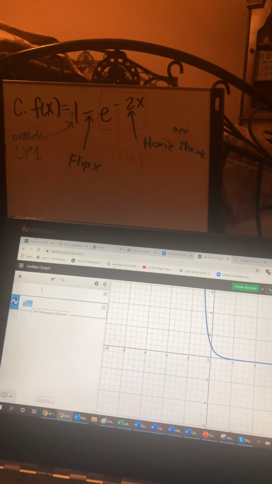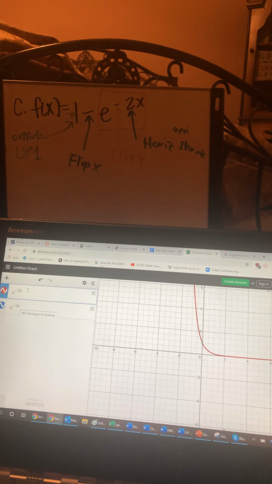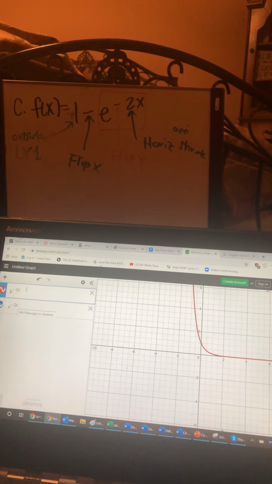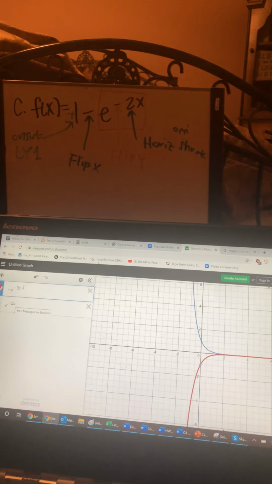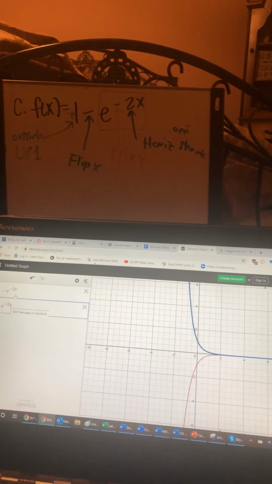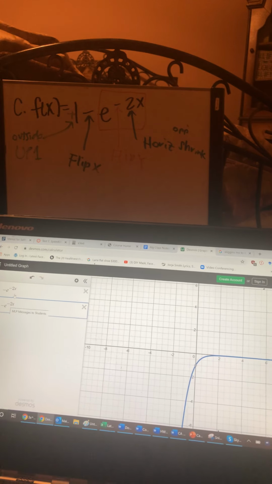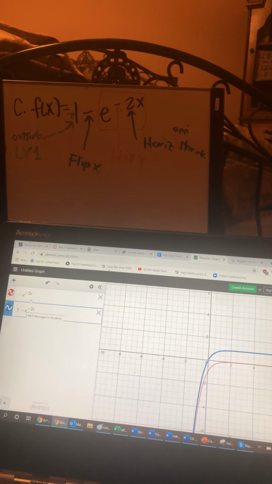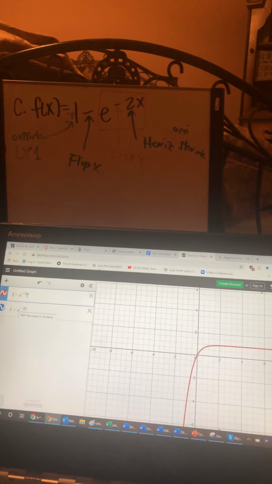Okay? So now we have that negative on the outside of our box, which is affecting our y, so we're going to flip over the x-axis. So watch it flip downward. Boom. Okay? And now that we've flipped downward, we're going to tack on that 1 in the very, very front, and it's just going to shift it up 1. Boom. Okay? And that would be our final answer. This is our final graph.